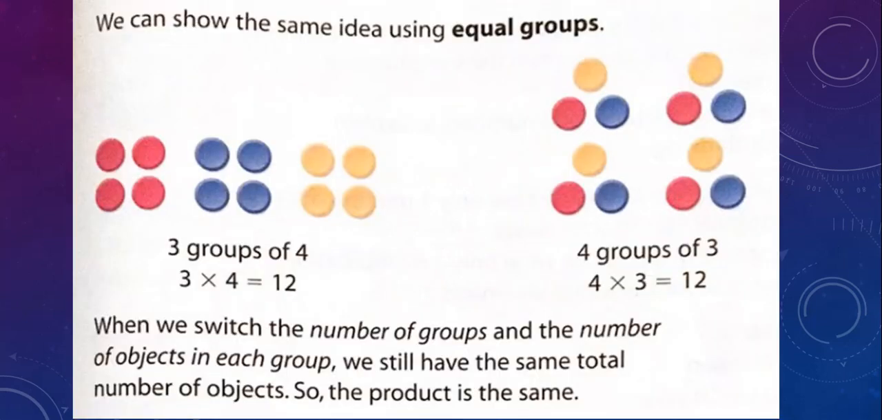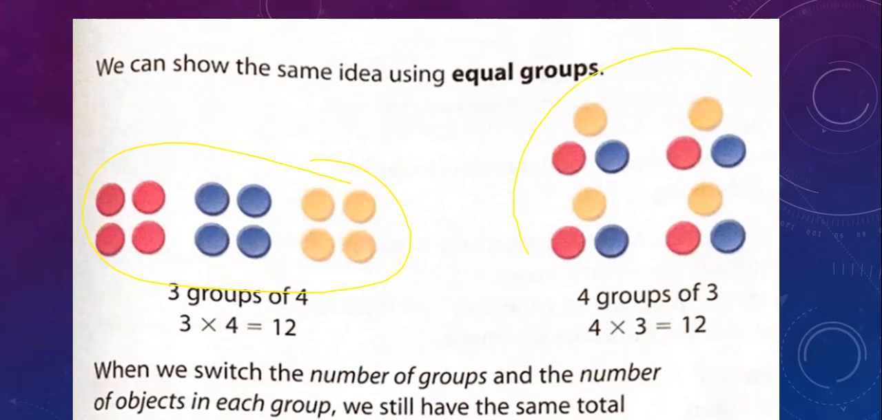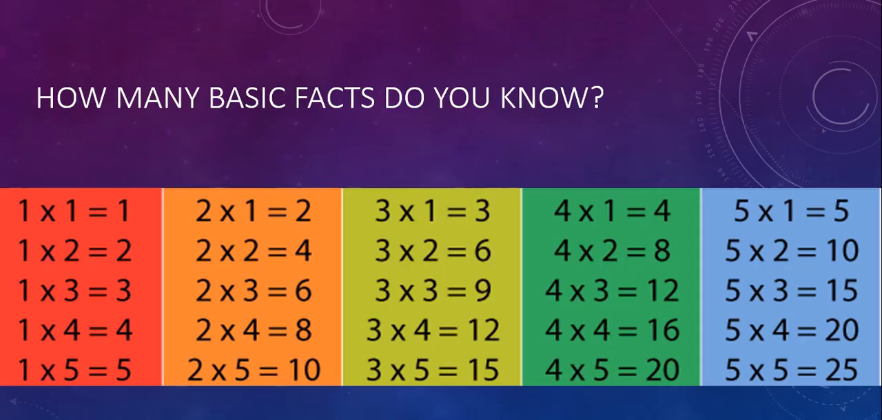When you switch the number of groups and the number of objects in each group, you still have the same total number of objects. So here you have 12 objects, even though you have 3 groups of 4. And here you have 12 objects, even though you have 4 groups of 3. So again, 3 times 4 is the exact same as 4 times 3. They both equal 12. Right?